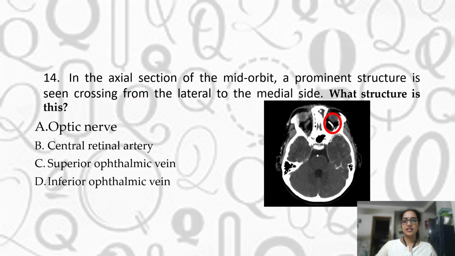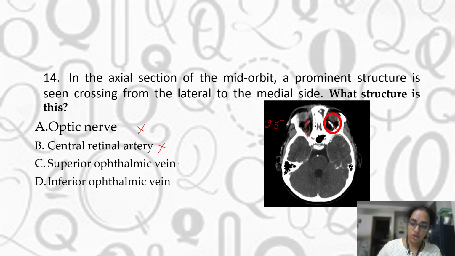In the axial section of the mid-orbit, a prominent structure is seen crossing from the lateral to the medial side. Okay, can you see this lesion? What structure is this? Optic nerve. Optic nerve travels from the orbital apex towards the globe. Okay, it's sinuous in nature, around 2.5 centimeters in length. So this is not the right answer. Central retinal artery travels within the optic nerve and it's not seen so prominently, so no, this is not the answer.